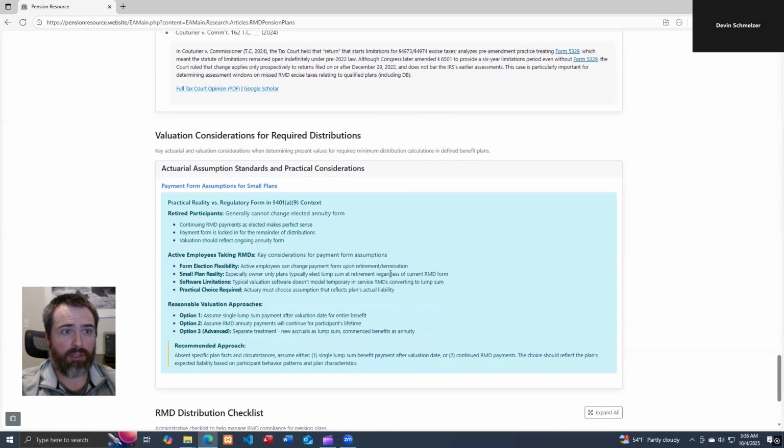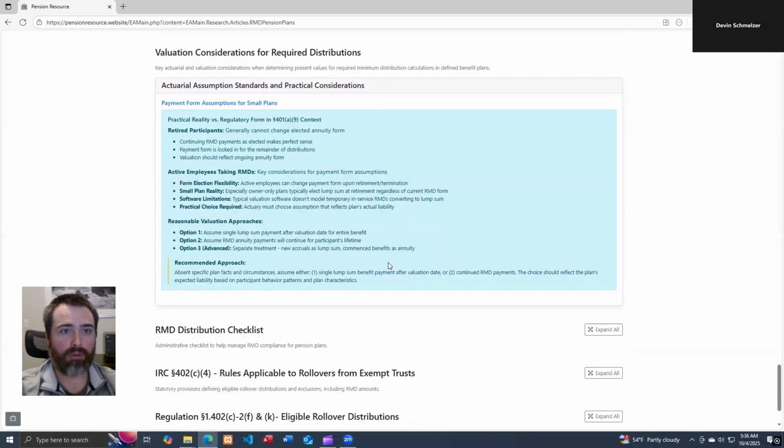On to valuation considerations when required distributions are considered. For the Schedule SB, it has a signature line, and above that signature line it says, in my opinion, each assumption is reasonable, taking into account the experience of the plan and reasonable expectations. And in combination with other assumptions, it is my best estimate of the anticipated experience of the plan. So that kind of sets a general tone of what to value for benefits of the plan.